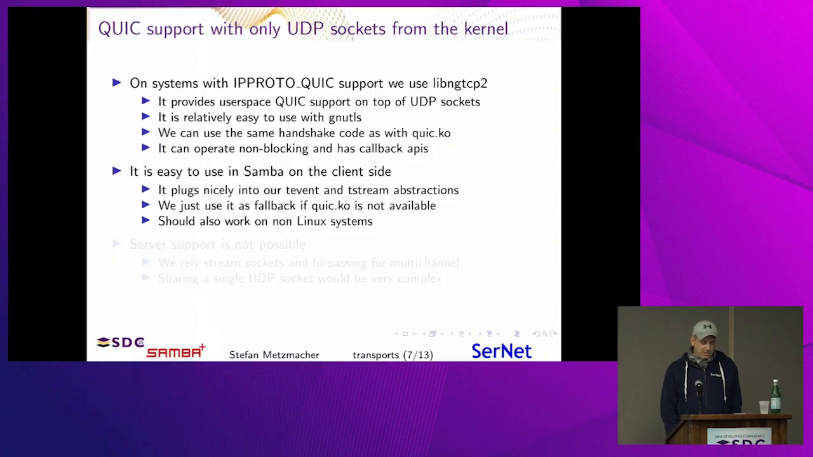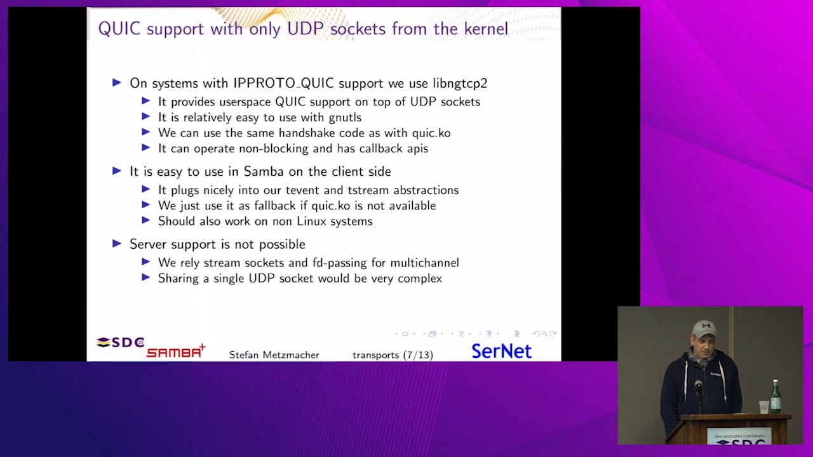So it's easy to use in Samba for the client side, because it only operates as a single process in user space, and we can have a single UDP socket there, and we combine that nicely with our tevent and tstream infrastructure. So it was relatively easy to change the code to be abstracted to use TCP sockets, QUIC kernel sockets, and this user space QUIC abstraction.